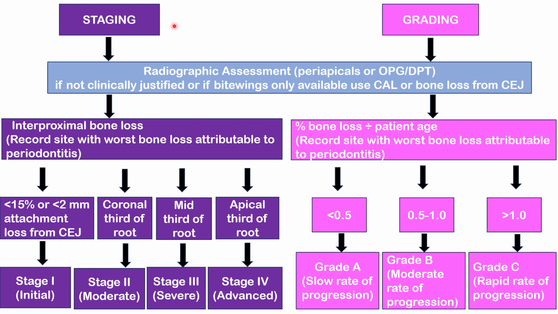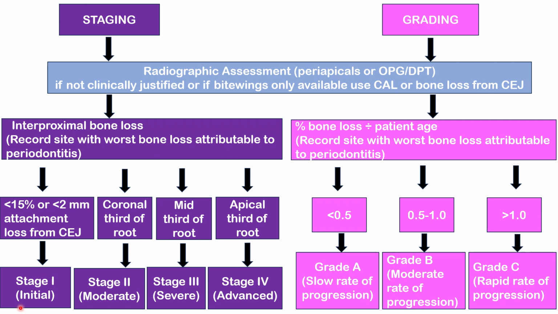Let's talk about staging and grading of periodontitis. For this, we use available radiographic evidence such as periapical radiograph, OPG or DPT. If only a bitewing is available, we use the clinical attachment loss or bone loss from the cemento-enamel junction. Staging of periodontitis tells us about the severity of periodontitis. Staging is determined by the interproximal bone loss. In this, we record the site with the worst bone loss caused by periodontitis.